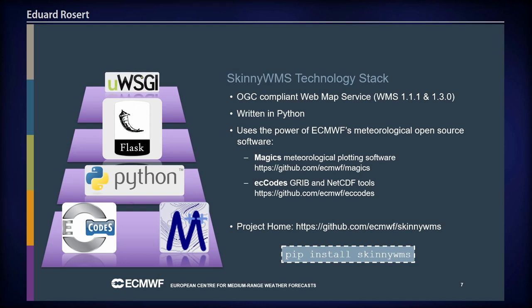We have a Python interface on top that we use, so SkinnyWMS itself is written completely in Python, and then uses Flask to actually deliver the WMS API, and we use uWSGI to host the application. SkinnyWMS is available, so the project home is on GitHub, and you can easily install it by running pip install to try it out.